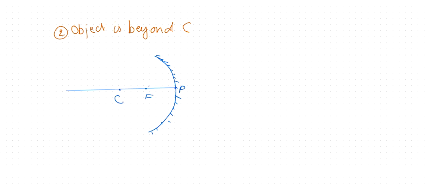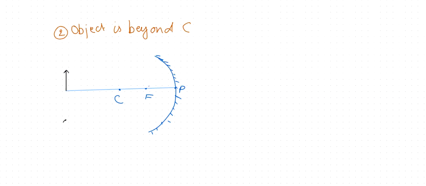Now let's draw the object. My object is beyond C, so we have to go further and make an object, further away from C, and it will stay above the principal axis. The only time it goes below the principal axis is either when it's at infinity or when it's at center of curvature, and no other time. So now this is my object in black. You name it here, object.